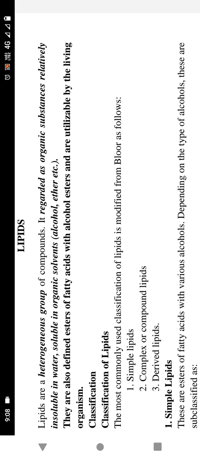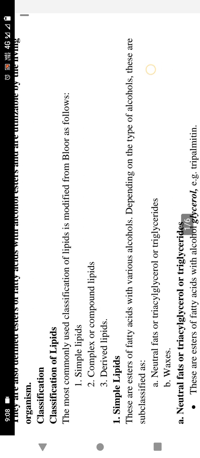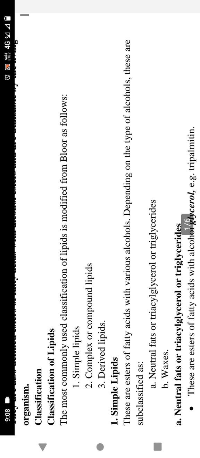The most commonly used classification of lipids is divided into three types: simple lipids, complex or compound lipids, and derived lipids. First, we see the simple lipids. These are esters of fatty acids with various alcohols. Esters means they contain an ester bond connecting fatty acids and various alcohols like glycerol and sphingosine. Majorly, glycerol is the alcohol. Depending on the type of alcohol, they are subclassified into neutral fat and waxes.